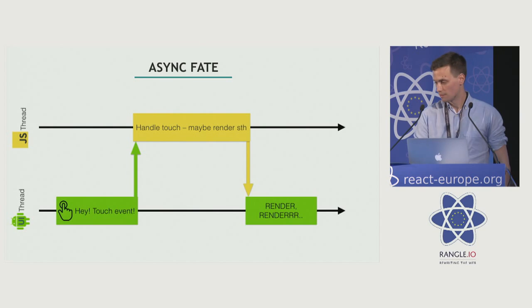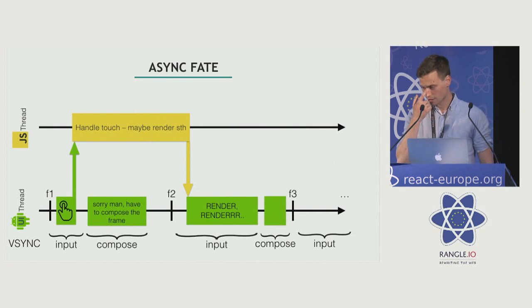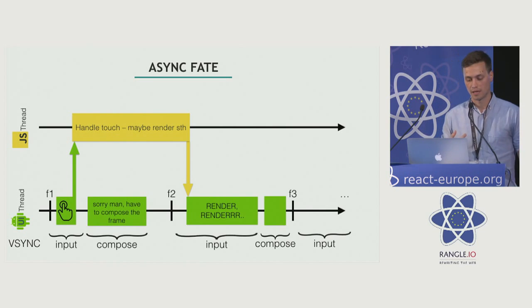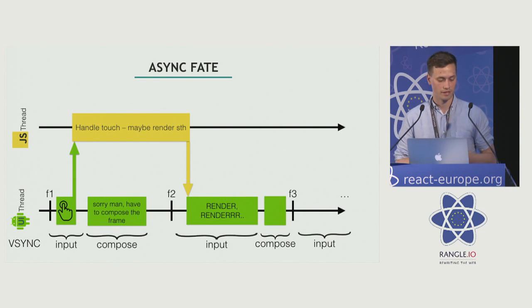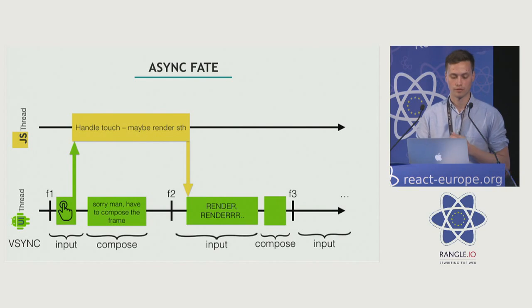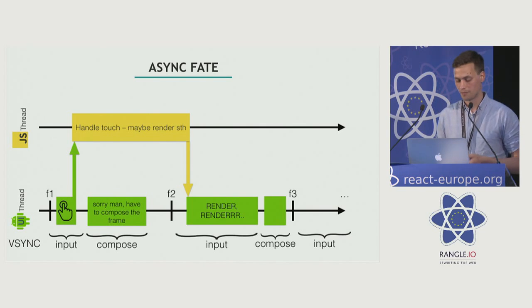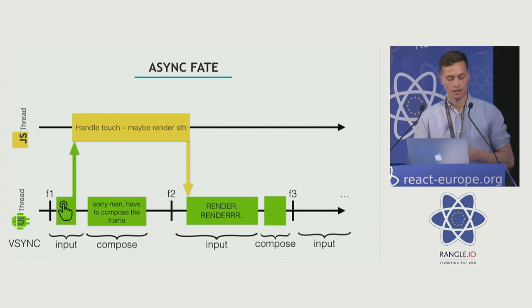So this is where some people might start shaking, because it's even more complicated than this. The problem is that there is this mechanism called Vsync that controls and makes our native app run at 60 FPS. So it essentially splits the time axis into chunks. Those are called frames. We have frame 1, frame 2, frame 3.